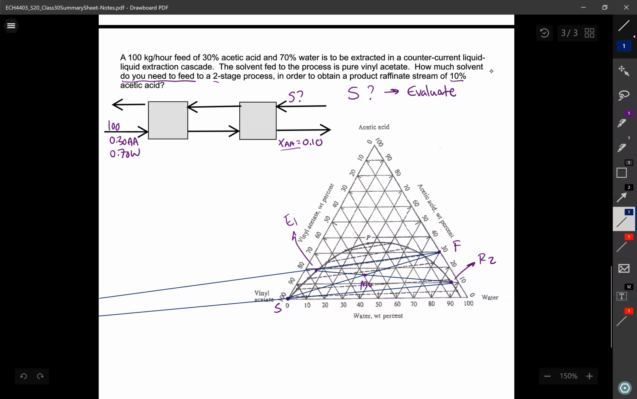I am going to, what do I want to do here? I think I did a very poor job in guessing. So I'm going to start over. And I know I did a poor job in guessing because I can see that my E1 tie line is going to be something like that, meaning that my R1 is going to be too close to F. So I'm going to pause, erase, and try again.